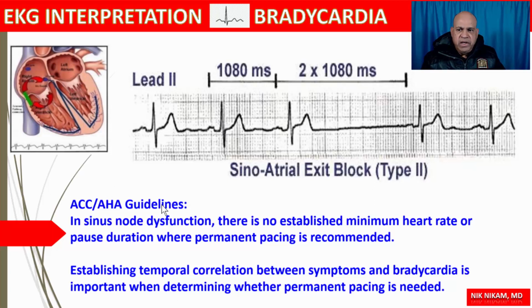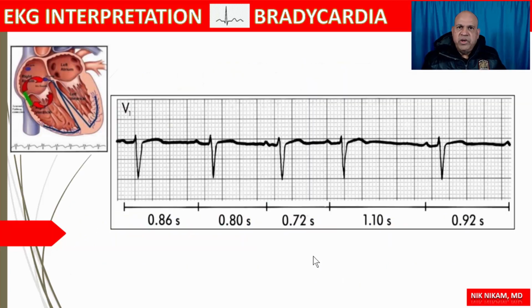Here's another point from the ACC/AHA guidelines. In sinus node dysfunction, there is no established minimum heart rate or pause duration where permanent pacing is recommended. Establishing temporal correlation between symptoms and bradycardia is important when determining whether permanent pacing is needed. So the determining factors are going to be the patient symptomatology and the symptoms being directly related to the sick sinus syndrome or bradycardia. What do we see here?